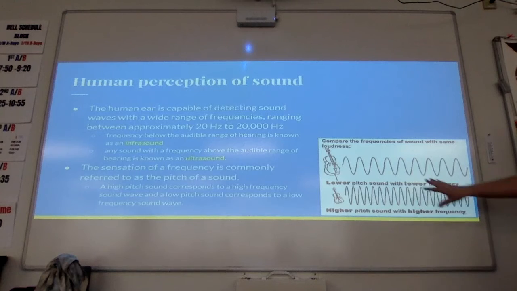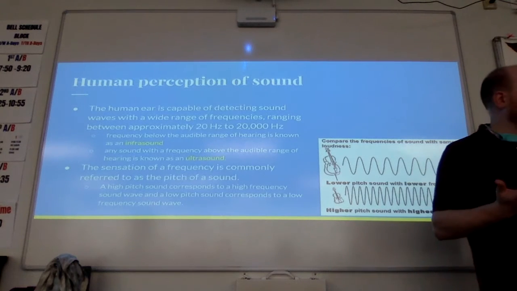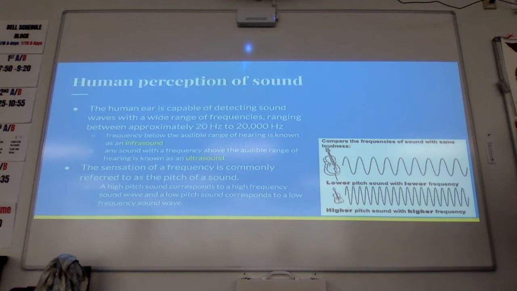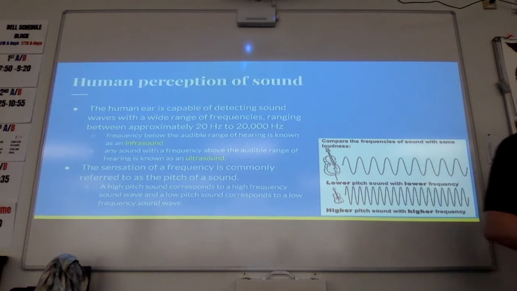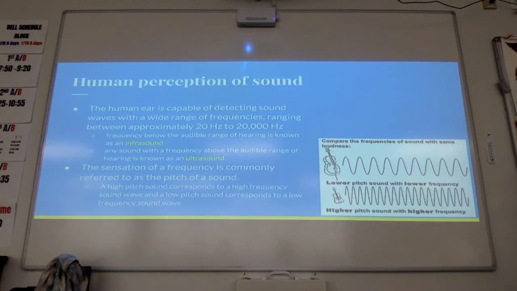So the sensation of a frequency is just referred to as a pitch. It's what we hear. Okay? So if you hear a low note, that is a low frequency. It has fewer vibrations per second. A high pitch is going to be more vibrations per second. And we can change this in the human voice, which is really cool. The whole point of your vocal cords is so that you can change the tone of your pitch, otherwise you would sound very monotone.